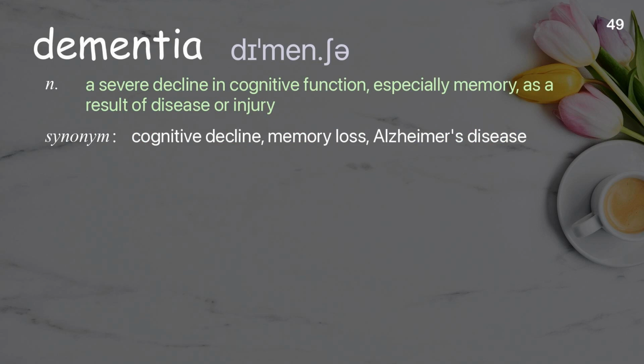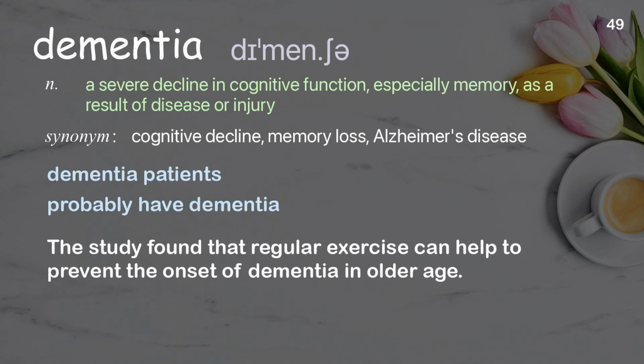Dementia. A severe decline in cognitive function, especially memory, as a result of disease or injury. Examples: dementia patients, probably have dementia. The study found that regular exercise can help to prevent the onset of dementia in older age.